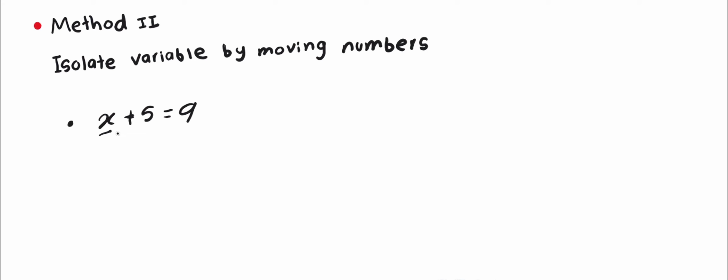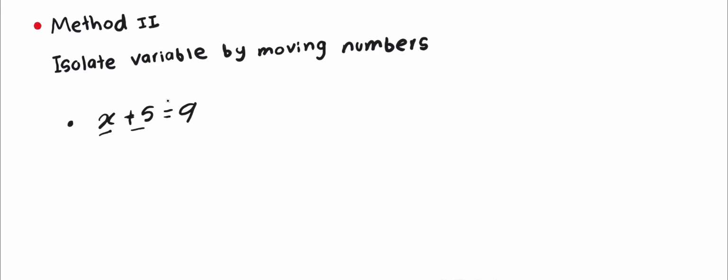So to isolate the variable, we can move plus 5 to the other side. In this method, we are moving the numbers on the variable side to the other side. What is the number on the variable side? It is plus 5. We are moving plus 5 to the other side to get x alone. This is what we are doing in this method.